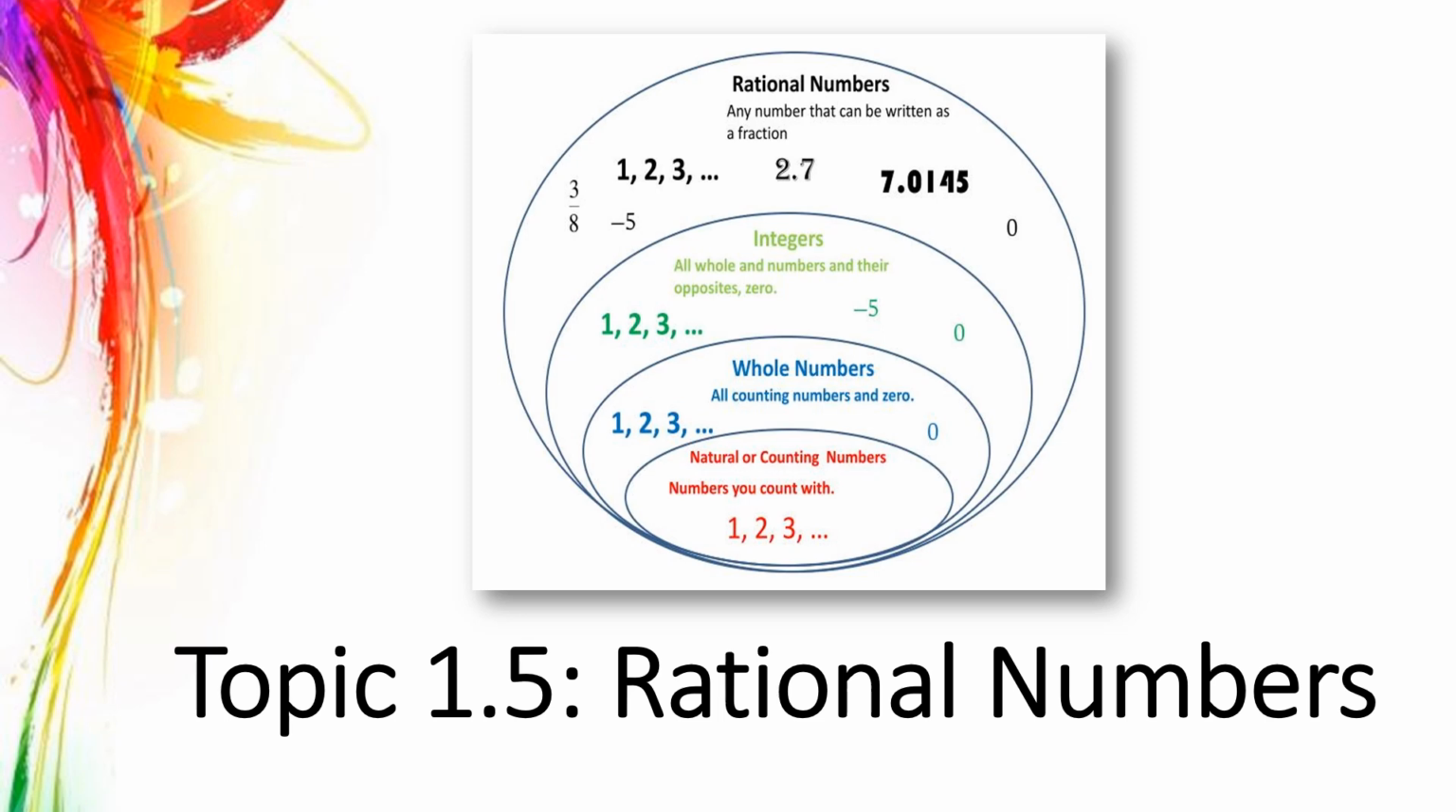Welcome back. It's our topic 1.5, rational numbers. So we can have an idea about what is a rational number. You can have a look at the diagram here. This is a Venn diagram. So you can see that rational number is the outermost, and it's including integers, whole number, counting numbers. And we have also fraction and decimal. That's why rational numbers is equals to any number that can be written as a fraction.